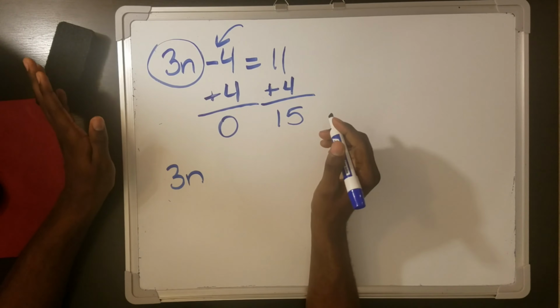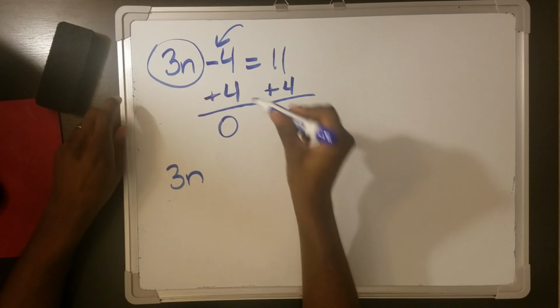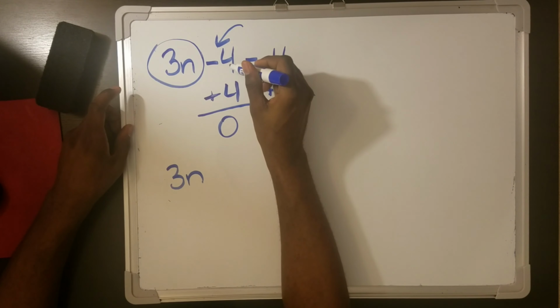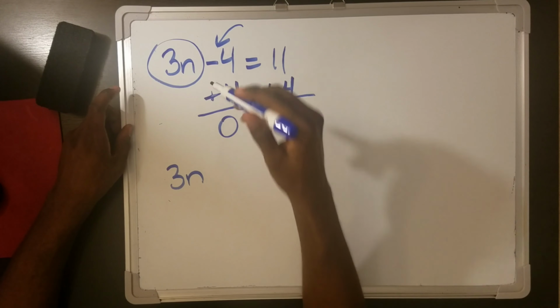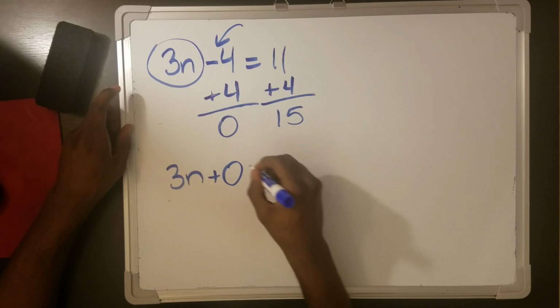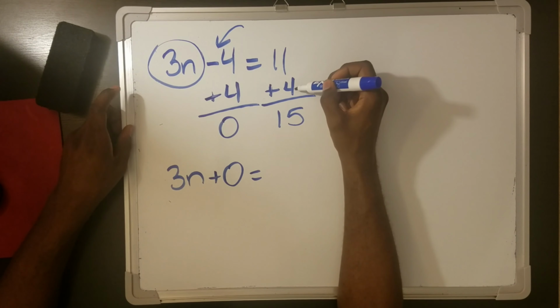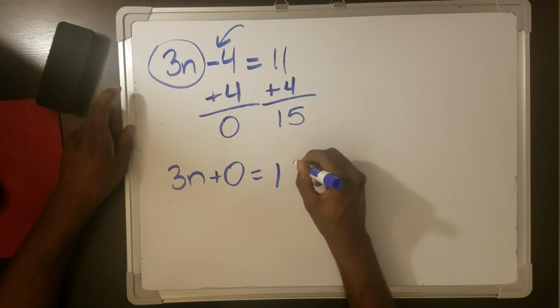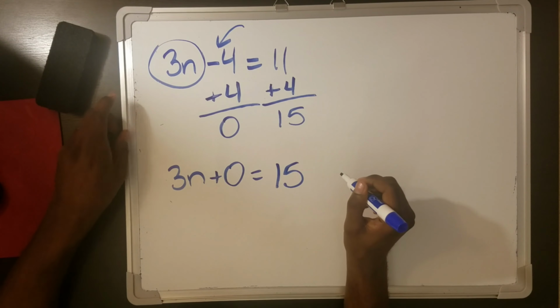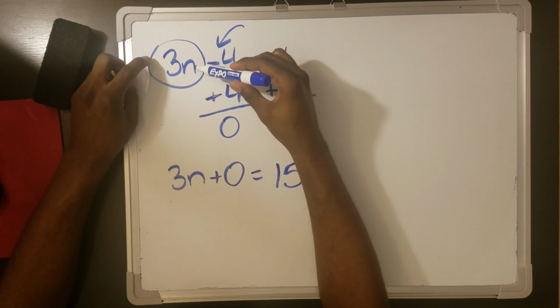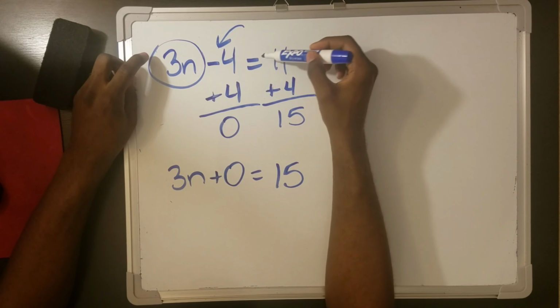3n stays the same. We didn't touch it. This minus 4, we added 4 to it, so now we have 0. So plus 0. This 11, we added 4, so now we have 15. So we write 15 here. So once again, we start with 3n minus 4 equals 11.